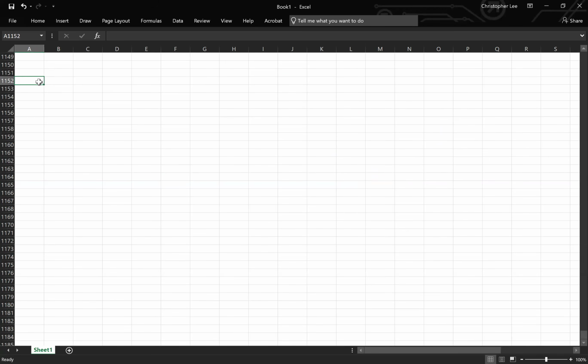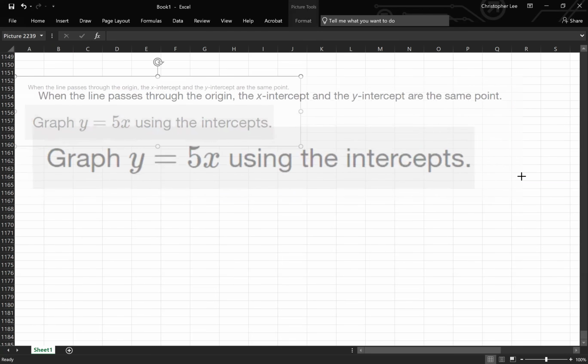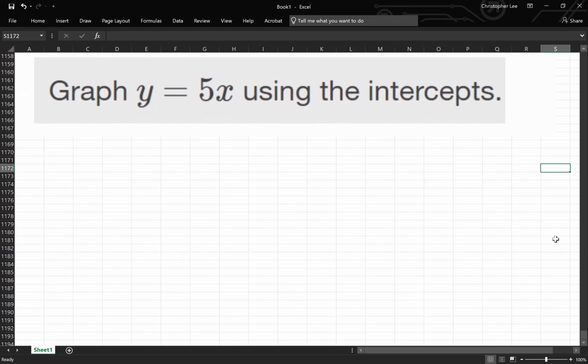This next example is not going to be so pretty. We're probably going to need to find another point. Well, here we go, right? So when the line passes through the origin, that's in the middle of the graph, the x-intercept and y-intercept are the same point, right? So this equation is actually going to pass through the point 0, 0. However, I don't know how slanted it's going to be, so I'm going to have to choose another point real quick.